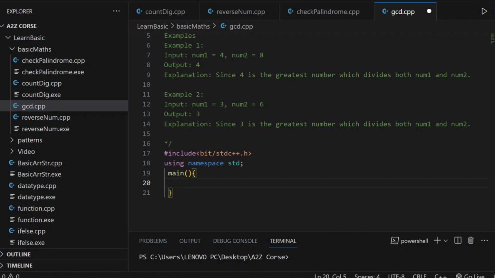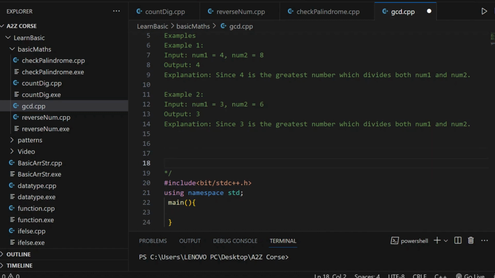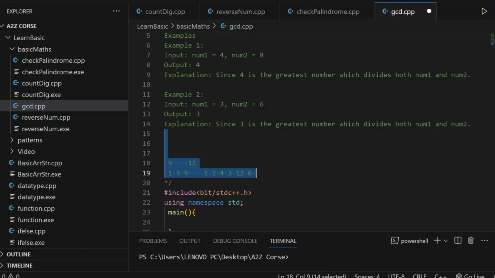Like there are two numbers, like 4 and 8, and we have to find their greatest common factor. Consider the numbers 9 and 12. What are their factors? For 9 it's 1, 3, 9, and for 12 it's 1, 2, 4, 3, 6, 12. But we have to find the greatest common one, and the greatest common factor is 3.